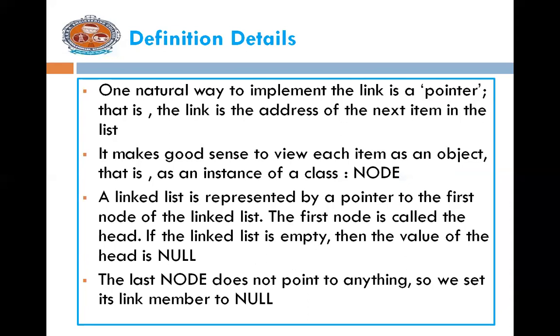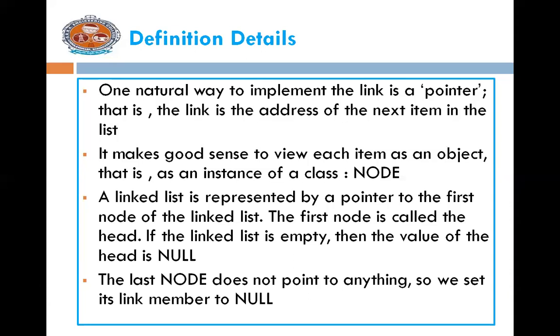One natural way to implement the link part is using a pointer. The link is the address of the next element in the list. In order to store the address, we have to use pointers. It makes good sense to treat each element as an object. Once it is treated as an object, you can take an instance of a class, which is called a node. So an instance of the class is used for each node.